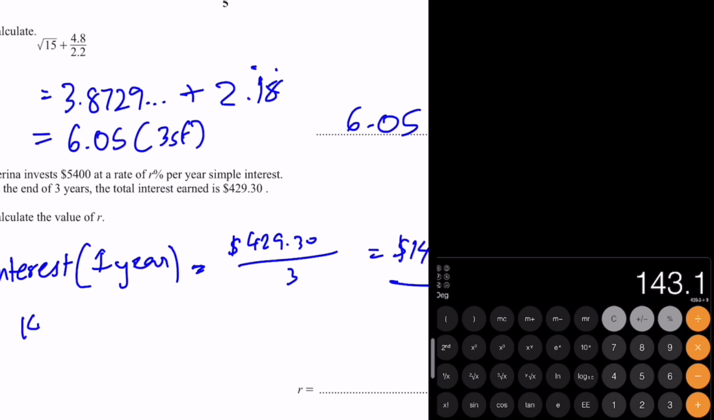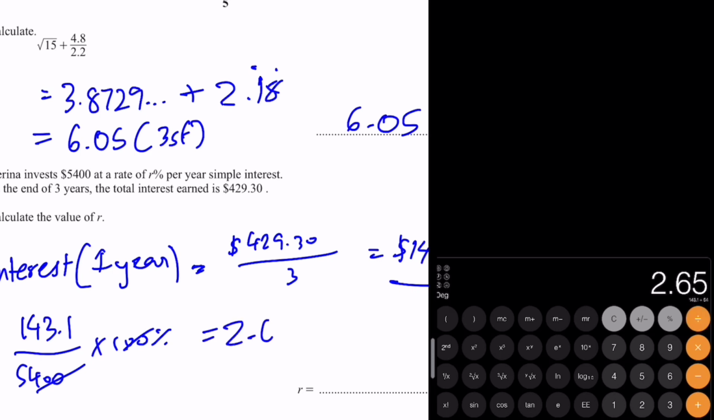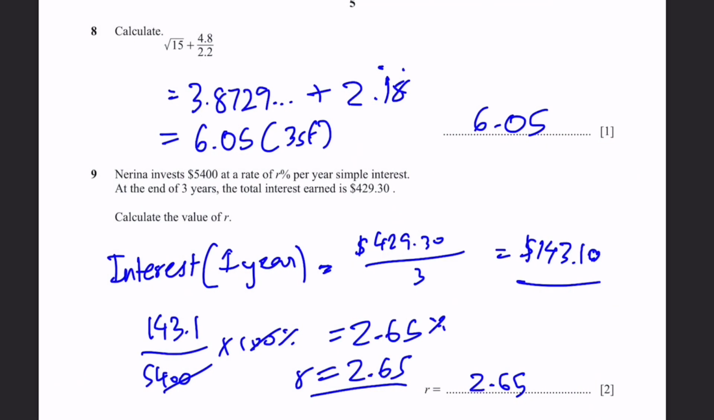And we can find how much this is in percentage. So 143.1 divided by 5400 into 100%, can cancel out. 143.1 divided by 54, we get 2.65%. So R equals 2.65, and that is our answer. Let's go to question 10.